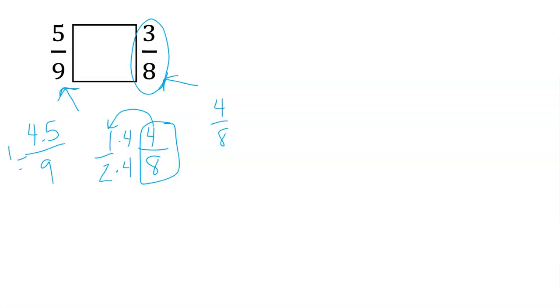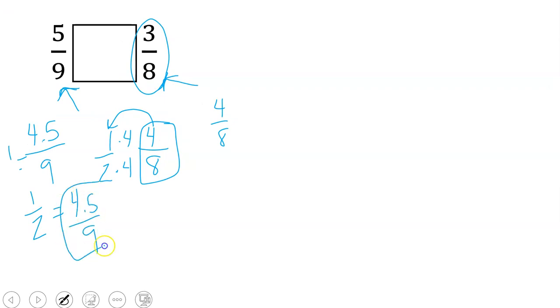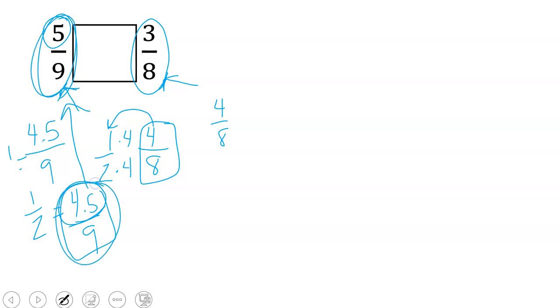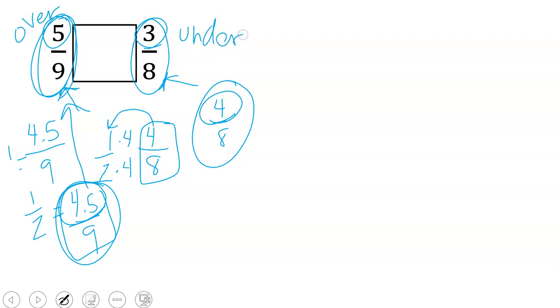And then you compare 1/2, 4.5 ninths, to 5 ninths. Okay, and look, 5 is greater than 4.5. So 5 ninths is greater than a half. Okay, so this is over 1/2. Now look at 3/8 in comparison to 4/8. Well, 3 is less than 4. So 3/8 is under a half.